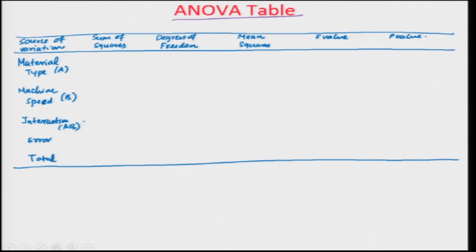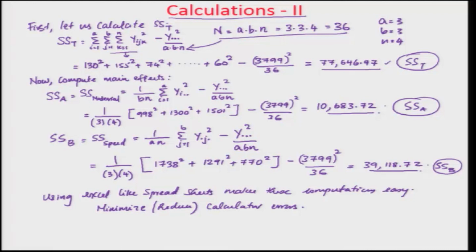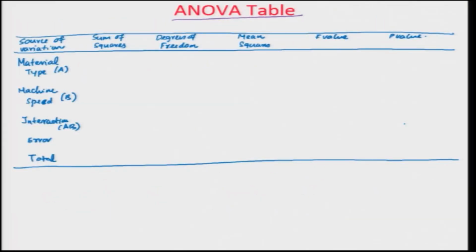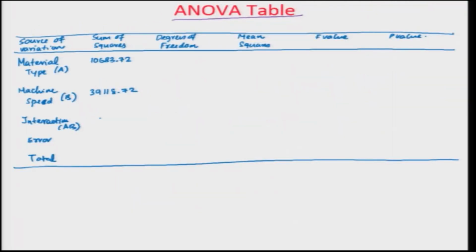I don't want to get into the sum of squares calculations again. For material type A, where do we get the sum of squares values? These values were all calculated, so we just plug them into the table. The sum of squares in this case was 10,683.72. For machine speed, it was 39,118.72. And interaction, we calculated as 9,613.78.